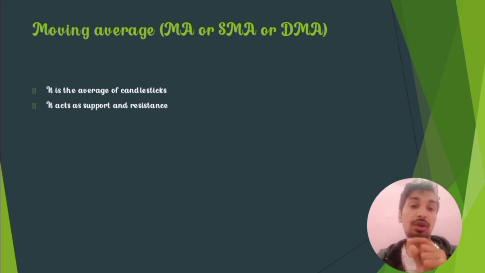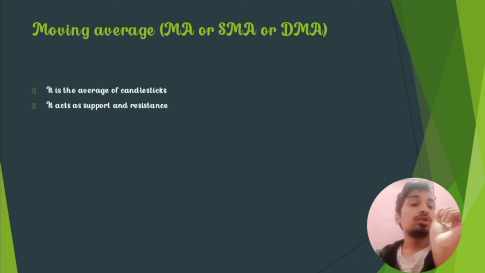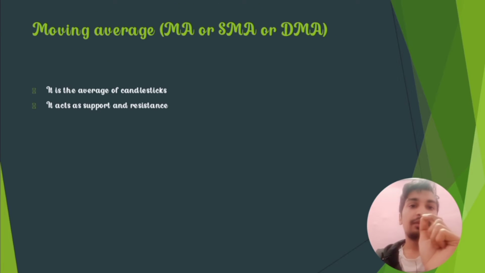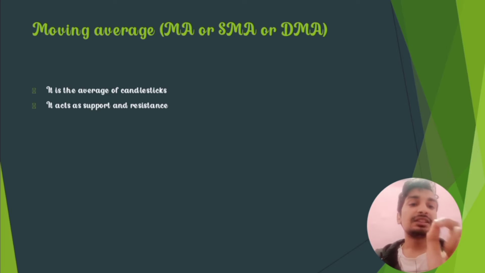I told you last time, you can draw an imaginary line from the base and from the high, but the moving average, using this indicator, generally acts as a support and resistance because it is the average of all the candlesticks. You can use the moving average as a support and resistance, which I'm going to be showing you soon.